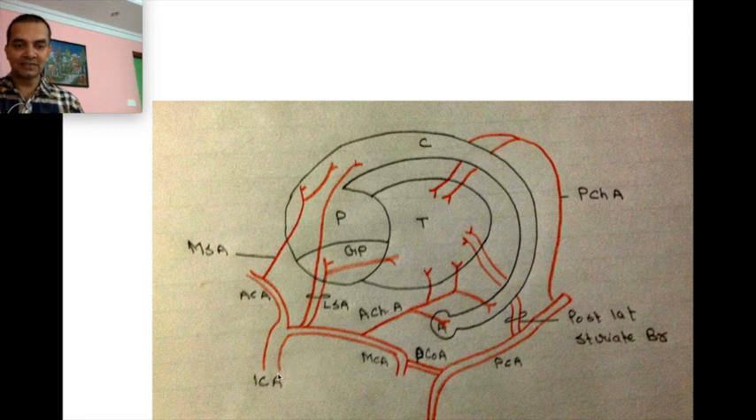We have internal carotid artery, which gives rise to anterior cerebral artery. We have middle cerebral artery here, which connects with the posterior cerebral artery via the posterior communicating artery. Now posterior cerebral artery is the one which gives the major blood supply to the thalamus, with some contribution from other branches of the circle of Willis.